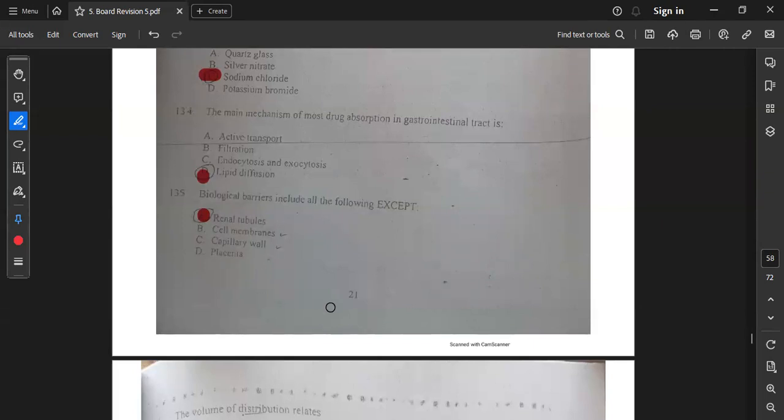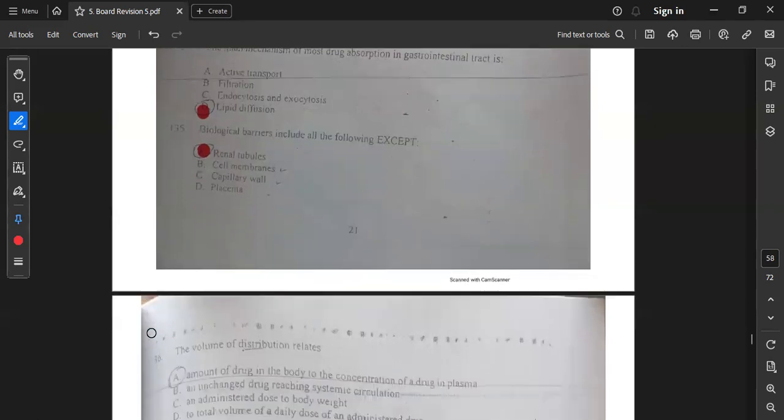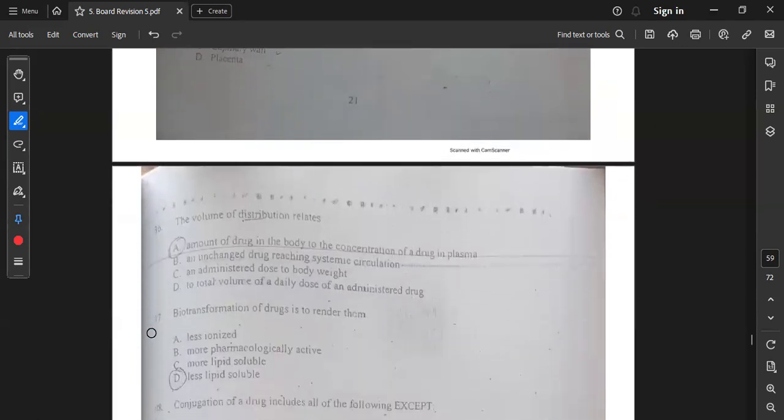Okay. We are told that the most important barrier is the blood-testis barrier, which is analogous to the blood-brain barrier. And this goes to show the importance of the testicular organs.